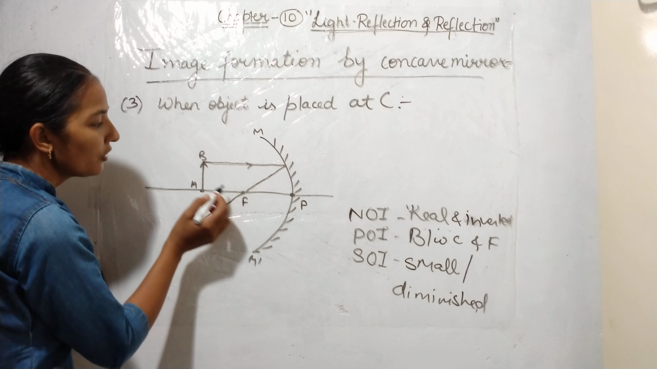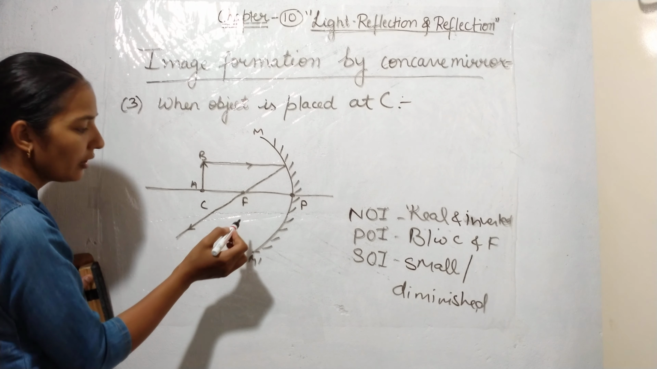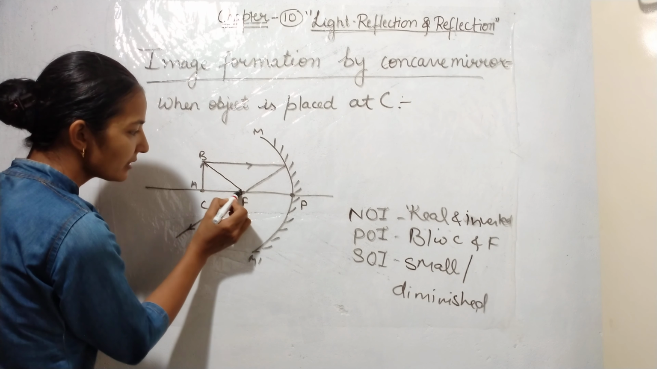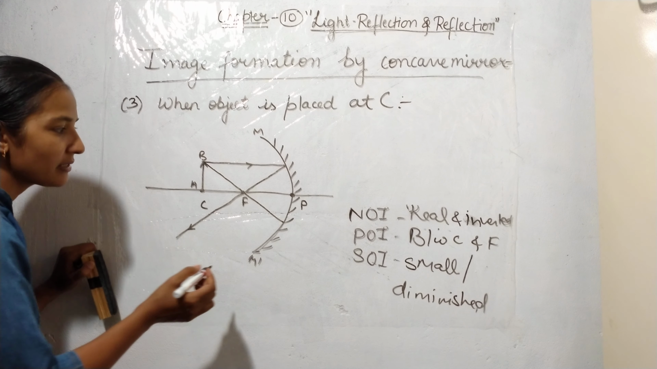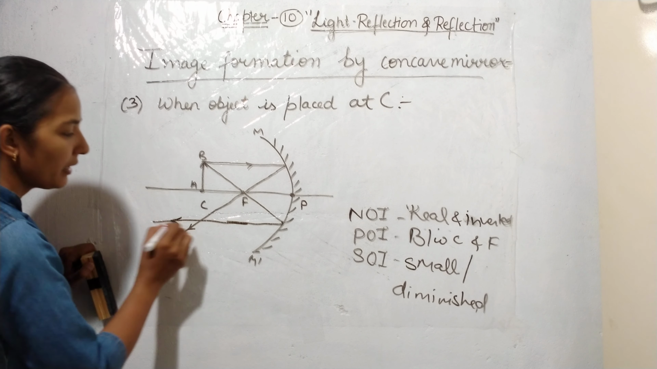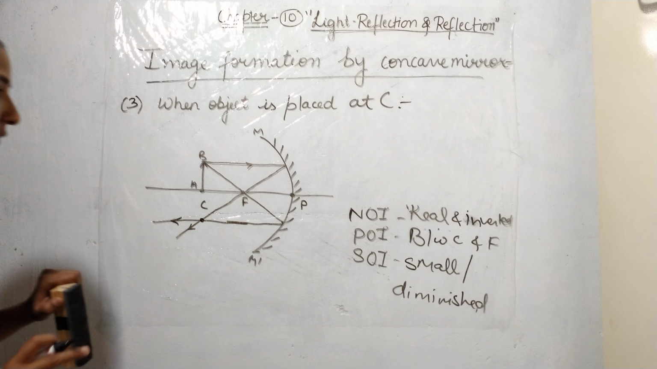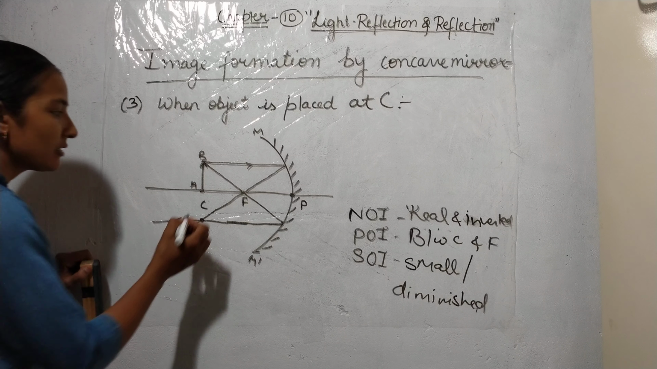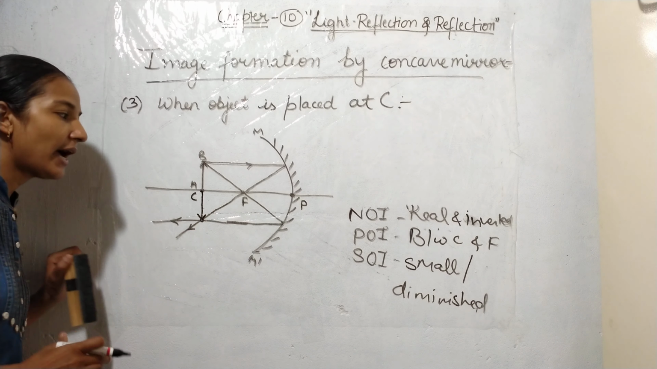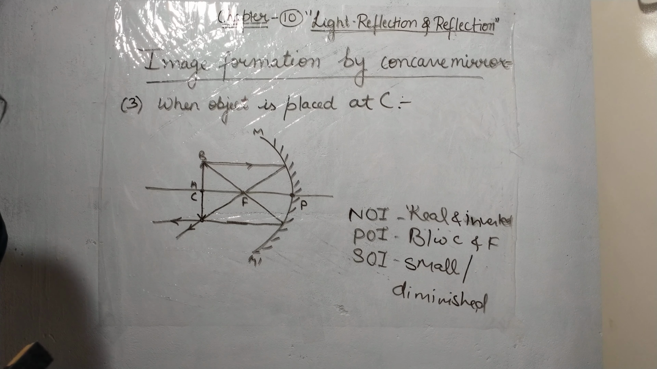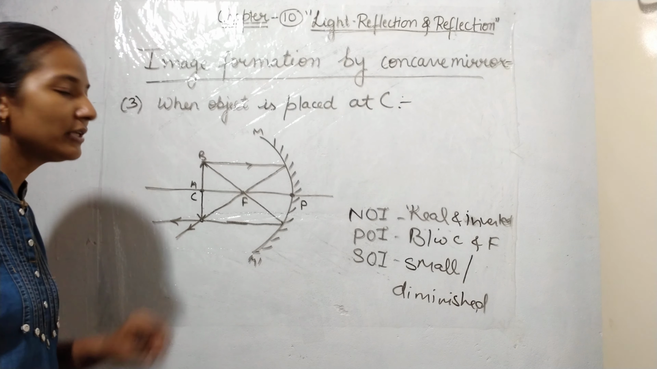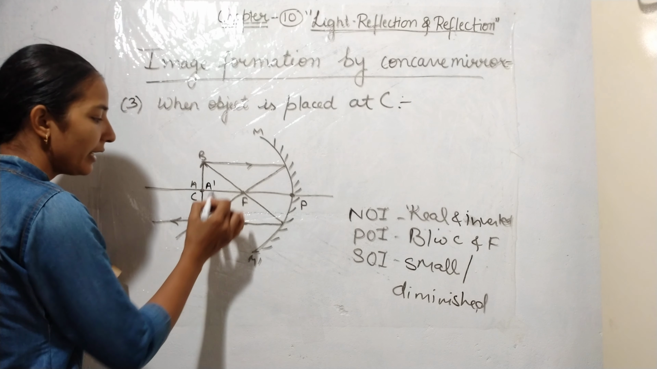And the second thing is that any ray which is coming or passing through the focus will become parallel to the principal axis after reflection from the mirror. So in this way, both the reflected rays are meeting at this point. That means we can say this is the center of curvature. When we draw a perpendicular, we will see that the image will be formed at the center of curvature itself. So students, you have to remember that if the object is at the center of curvature, then the image will also form at the center of curvature, and it will be A dash, B dash.